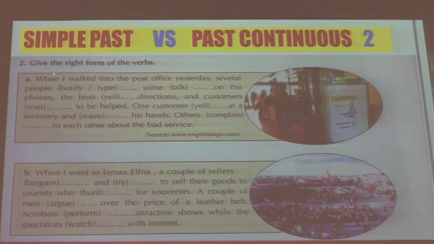this extract starts with when. At the moment when, or while. So when I walked into the post office yesterday. So here we have walked into and yesterday, okay? Simple past. Several people, they were doing something, okay? And suddenly I walked into the post office. So, several people were busily typing, which means they were in the middle of the action of typing.